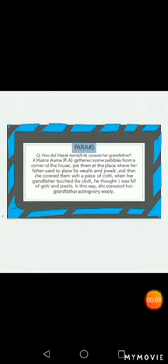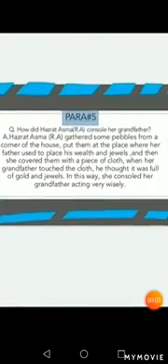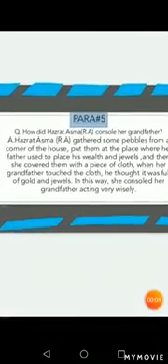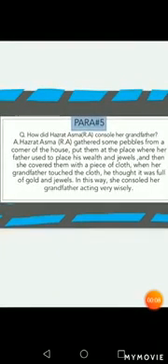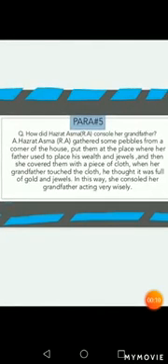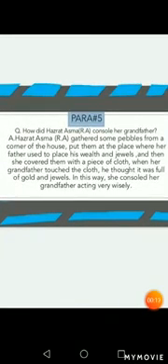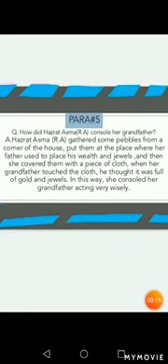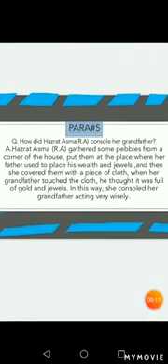Paragraph number 5, one more example. How did Hazrat Asma radhiyallahu anha console her grandfather? Answer: Hazrat Asma radhiyallahu anha gathered some pebbles from a corner of the house, put them at the place where her father used to place his wealth and jewels, and then she covered them with a piece of cloth. When her grandfather touched the cloth, he thought it was full of gold and jewels. In this way, she consoled her grandfather, acting very wisely.